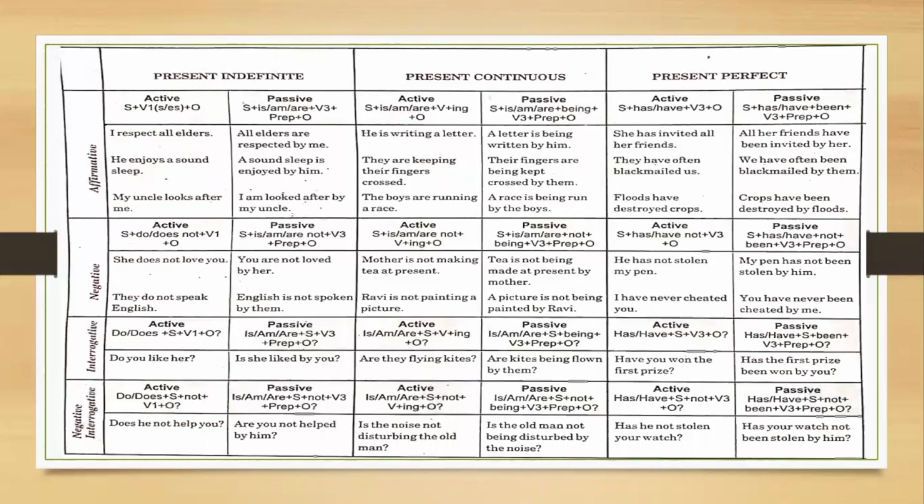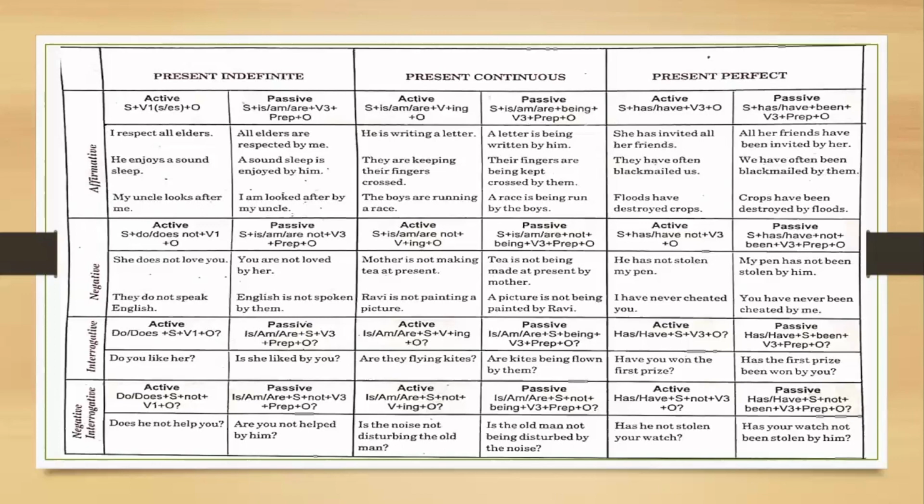Firstly, simple present. That is, we use first form of verb plus s, es. It will change into is, am, are plus third form of verb. Like, I respect all elders. All elders are respected by me. He enjoys a sound sleep. A sound sleep is enjoyed by him. My uncle looks after me. I am looked after by my uncle.